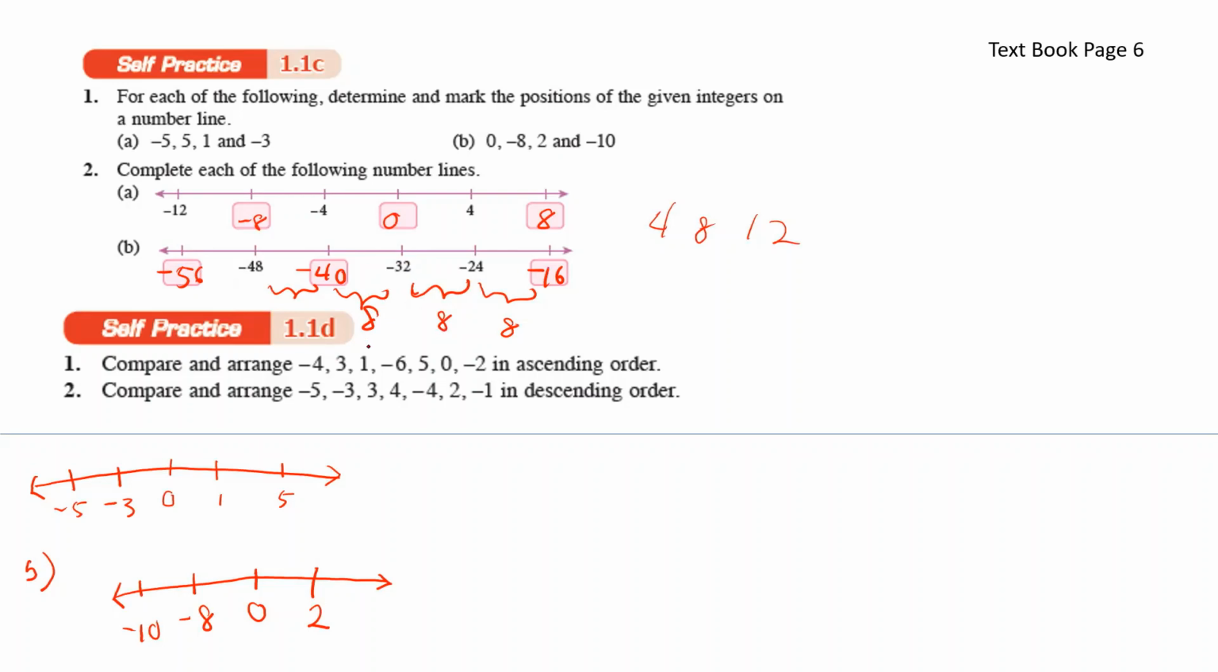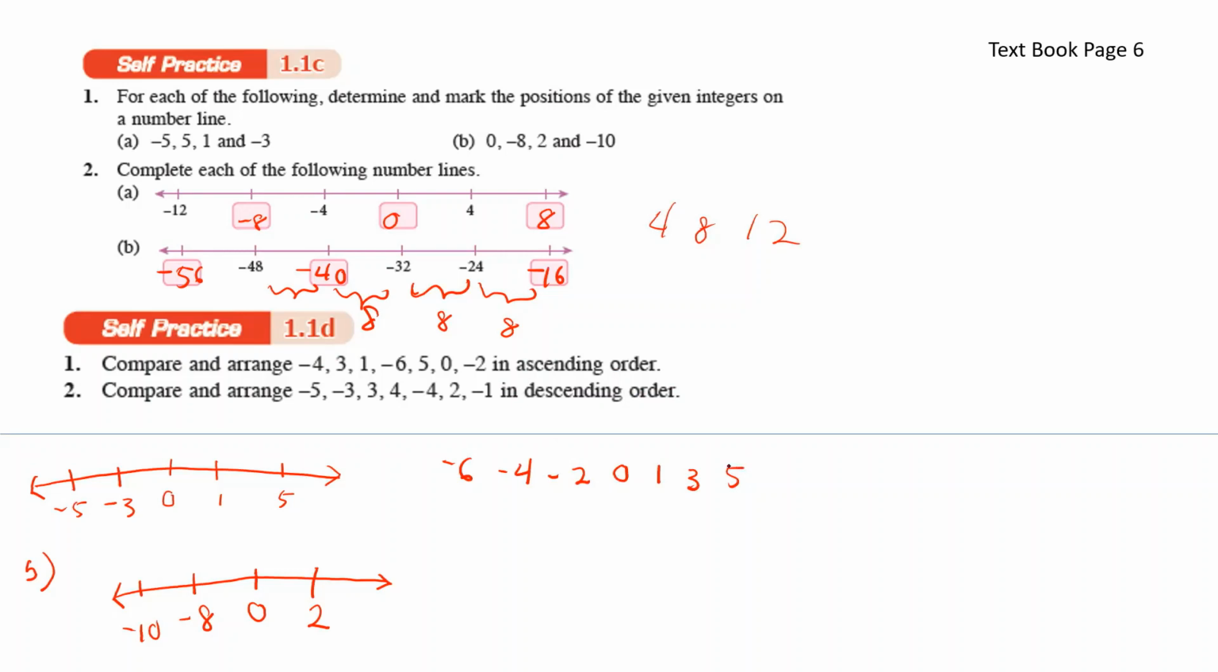Moving on to self-practice 1.1d, compare and arrange -4, 3, 1, -6, 5, 0, and -2 in ascending order. Ascending order means smallest to largest. So the smallest number in this sequence is -6, then -4, -2, 0, 1, 3, and 5.